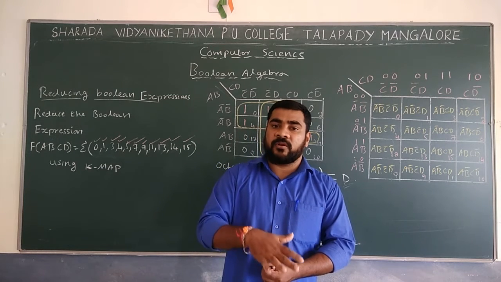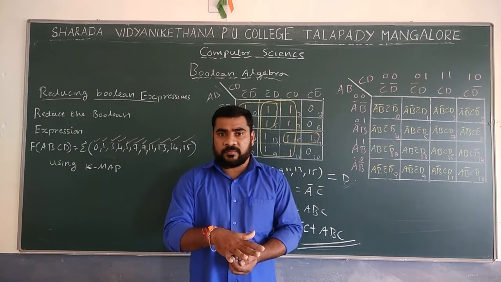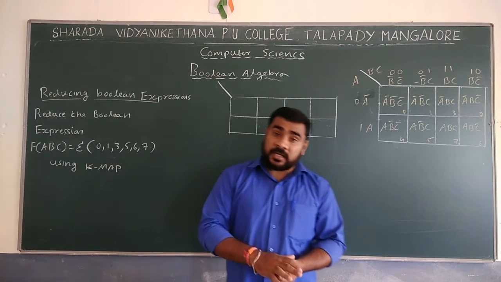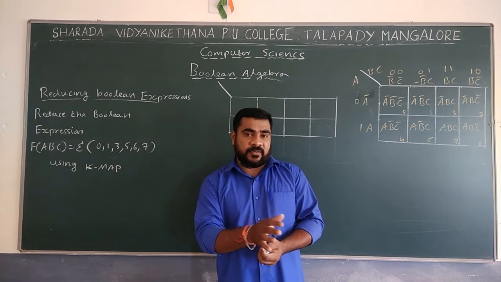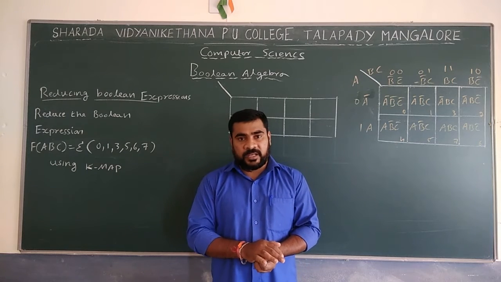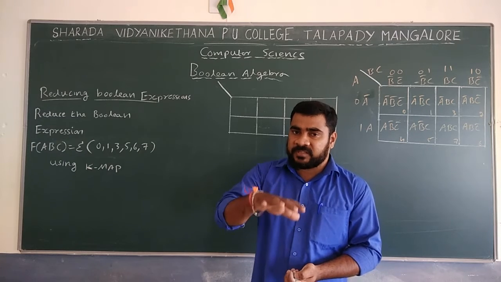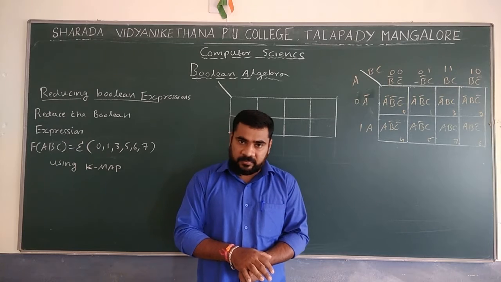In this example we are going to discuss the 3 variable KMap. So we will move to one more example. Here is a third example. In this example, we are taking only 3 variables. In previous examples we took the 4 variable KMap, but here we are mainly discussing the 3 variable KMap. In case of 3 variable KMap, only 8 cells are available.